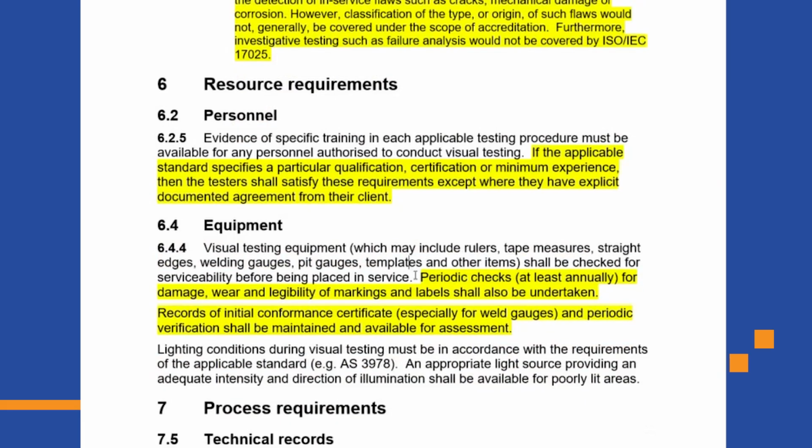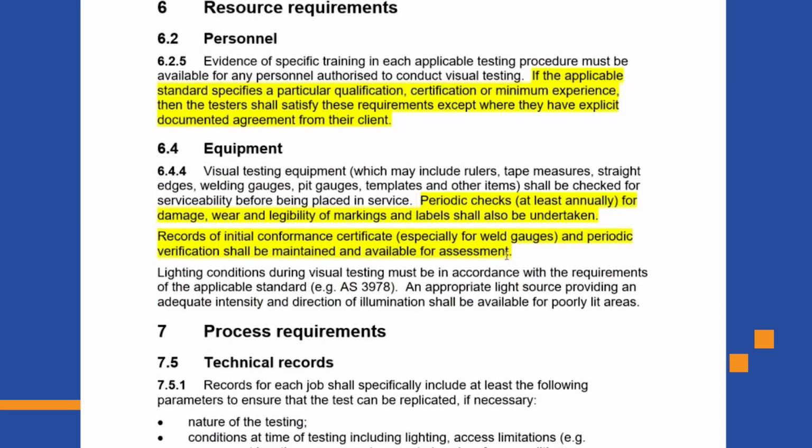Towards equipment, we strengthened the text here for periodic checks for equipment that is commonly used for visual testing, mainly all types of welding gauges. So periodic checks are required and records kept. Also for welding gauges, we would expect to at least have an initial conformance certificate for these types of equipment.